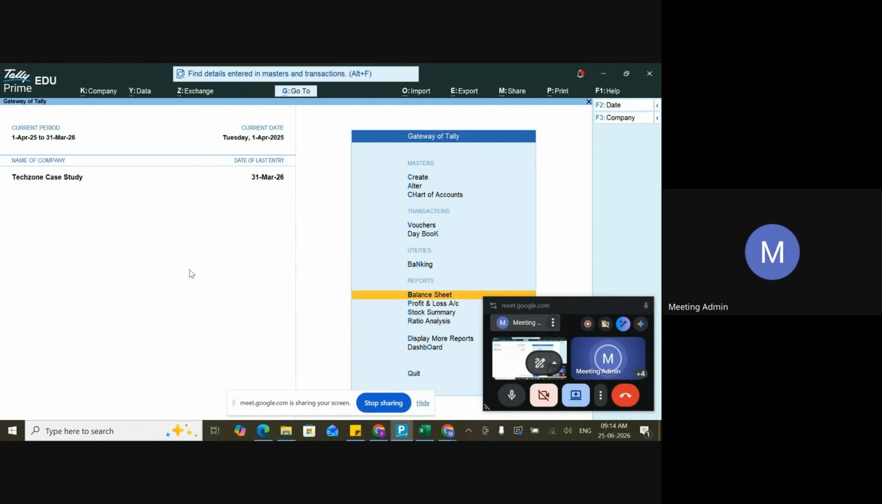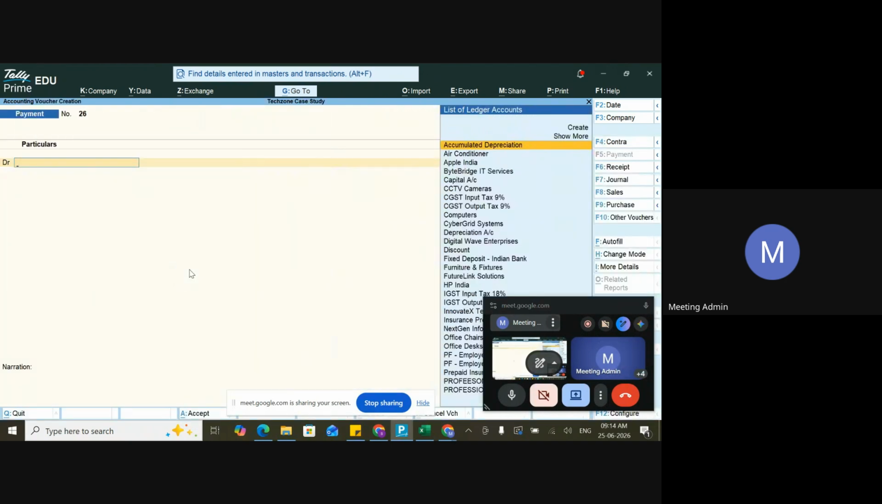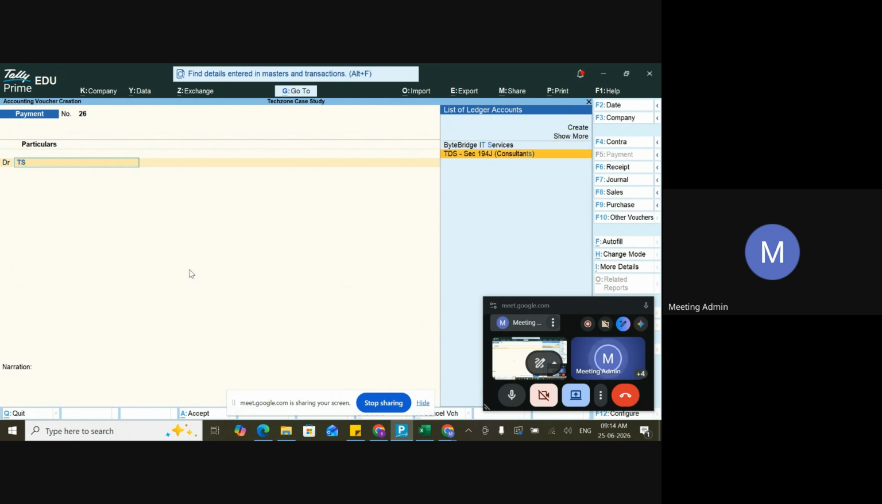So go back to the vouchers. Okay, here only in payment. First we have to take the TDS.